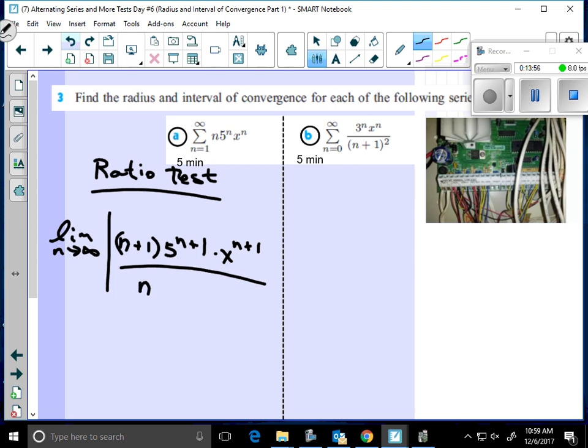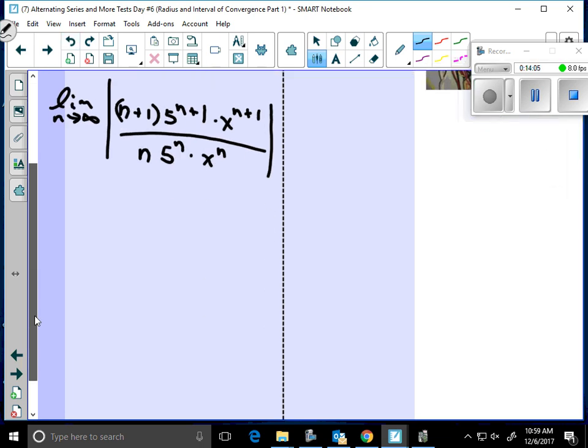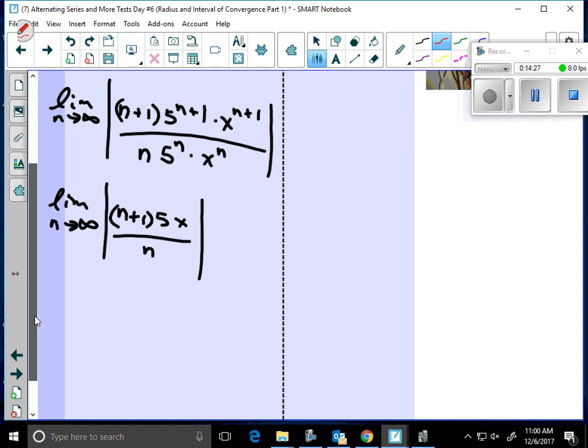Over n times 5 to the n times x to the n. Okay, so how can we reduce this? The limit as n goes to infinity of, well, this would be 5 to the n plus 1 over 5 to the n, which would be 5. So I have n plus 1 times 5 times x over n. What will happen to this as it goes to infinity? It becomes 1. Therefore, my limit will be 5x.